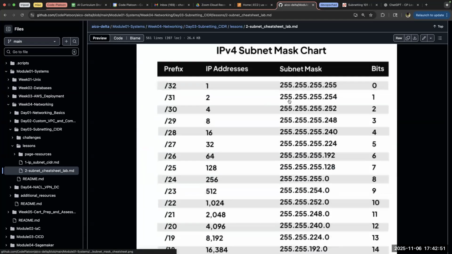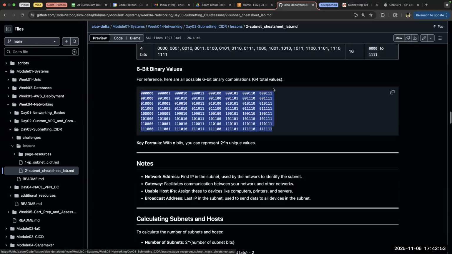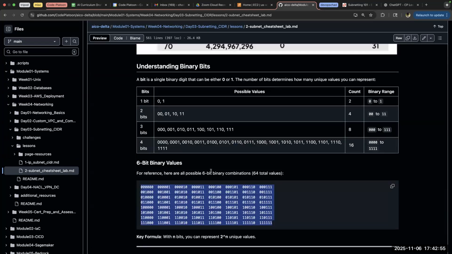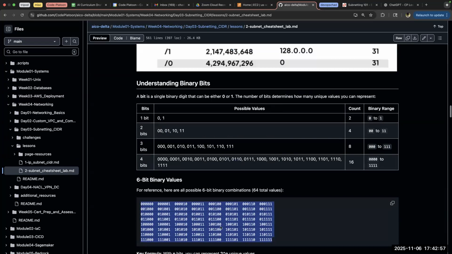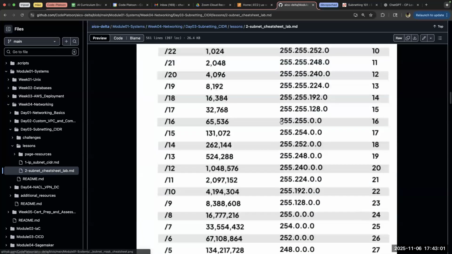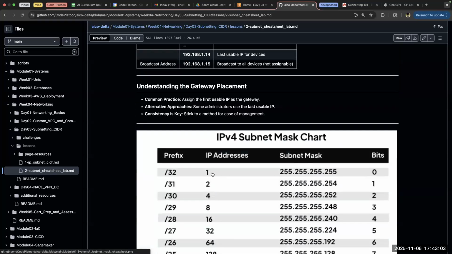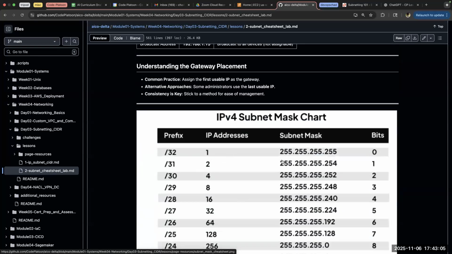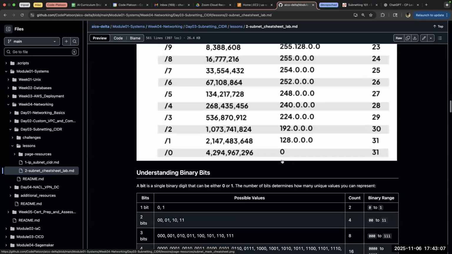That's all it is. And so I want you to just refer to this a little bit. This is just more for your knowledge, like what the heck is binary? What does this mean? This cheat sheet here, I use all the time. You'll use this a lot if you do any sort of networking.